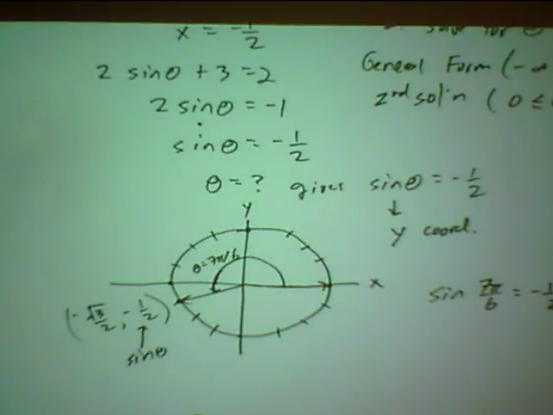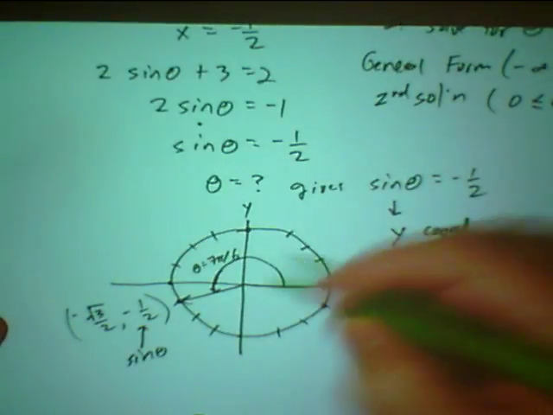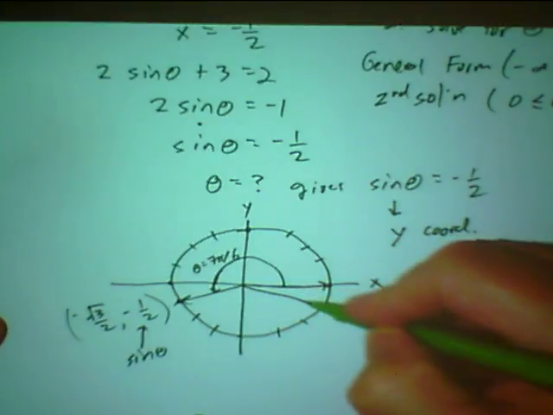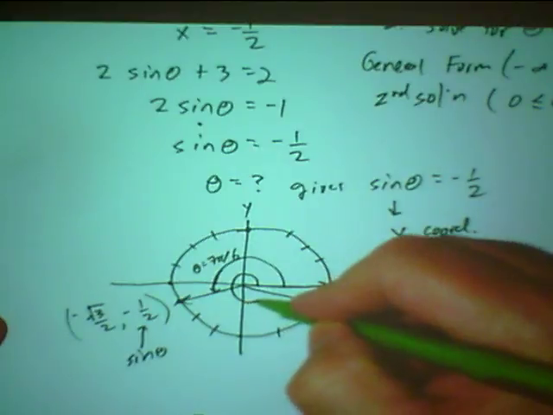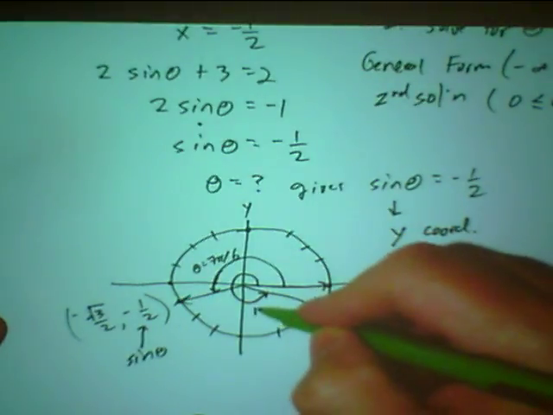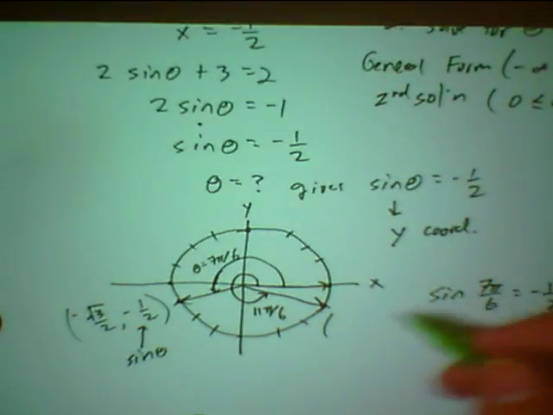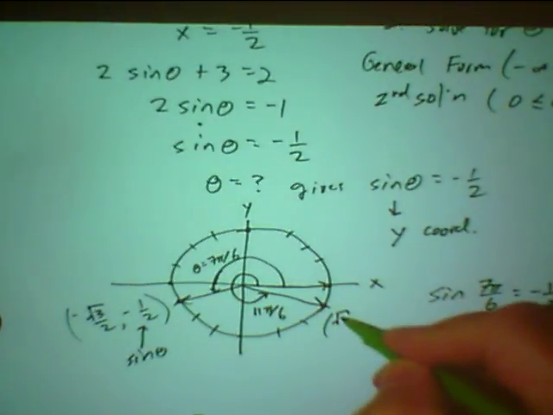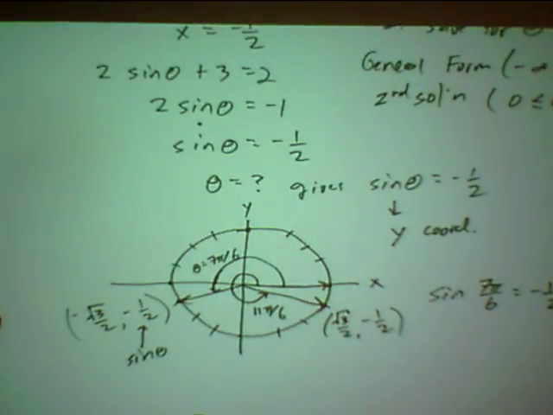But then when I think about my unit circle, I think, you know what? There's actually another point on this unit circle where the value of y is -1/2, and it's actually over here. And this angle is actually 11 pi over 6. And that point, the x is √3 over 2, and the y is once again -1/2.